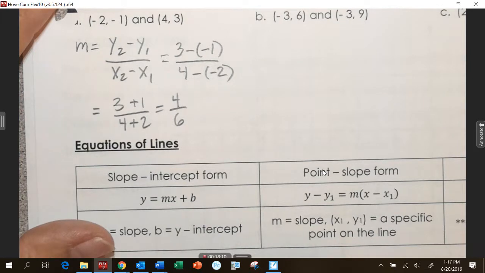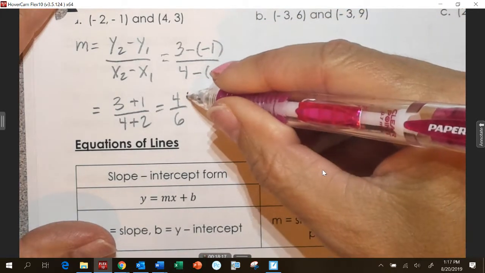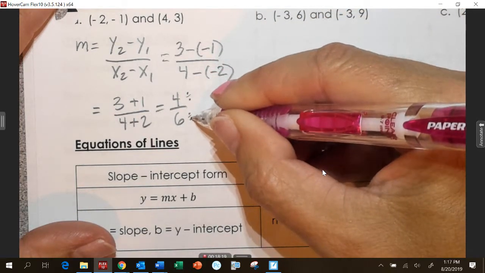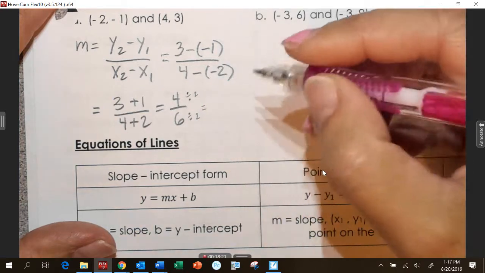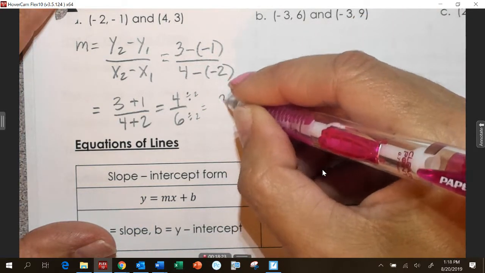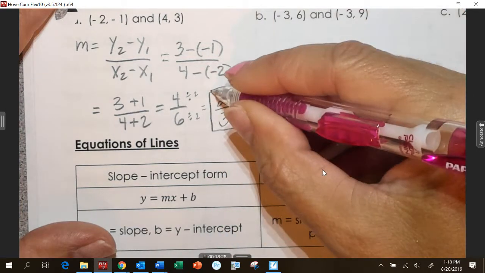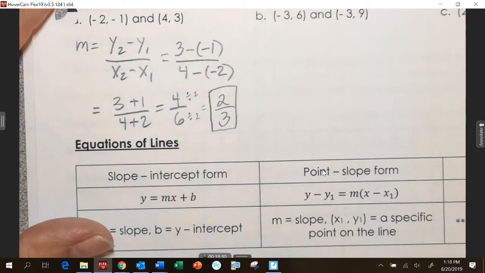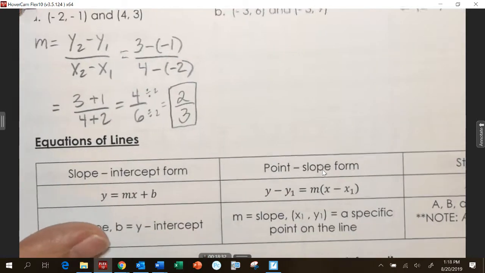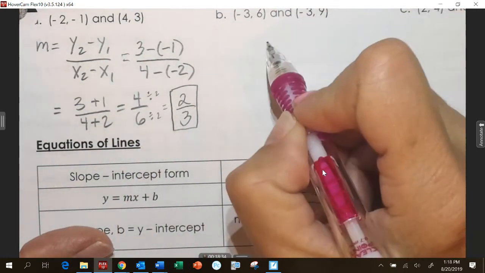Is that my final answer? No. So you have to reduce it. What number can I divide 4 and divide 6 by? 2. See, I'm writing everything. You guys might be able to do that in your head, but I do not assume every single person can do that in their head, therefore I write everything. So that's my slope.